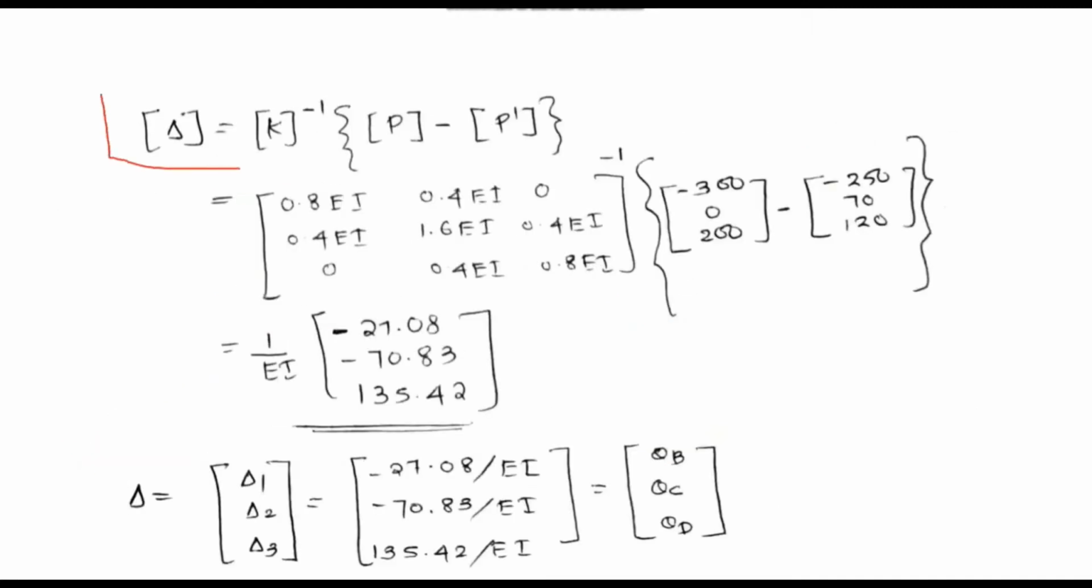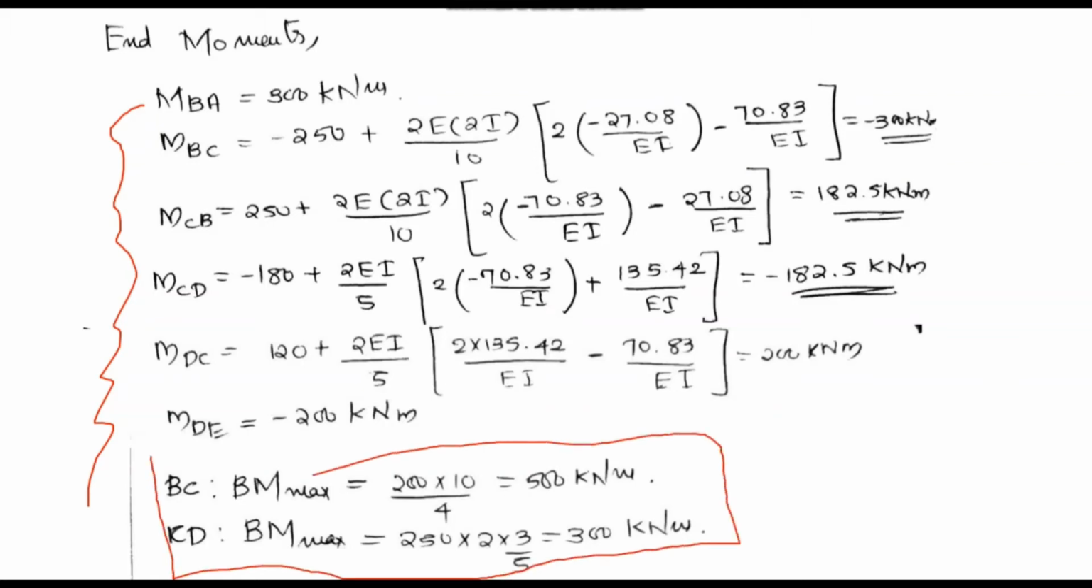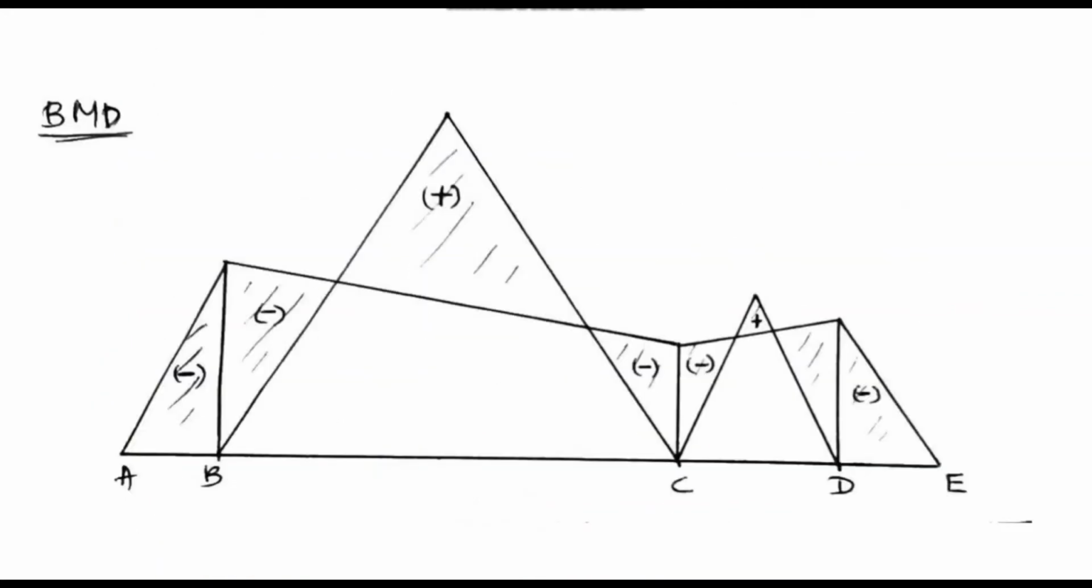Next, consider the equation delta matrix equal to K inverse matrix into P matrix minus P dash matrix. Substitute the values. Thus, we'll get the values of theta B, theta C and theta D. The end moments can be found out by substituting the values and considering the slope deflection equation. Find the moments due to the point loads and draw the bending moment diagram.